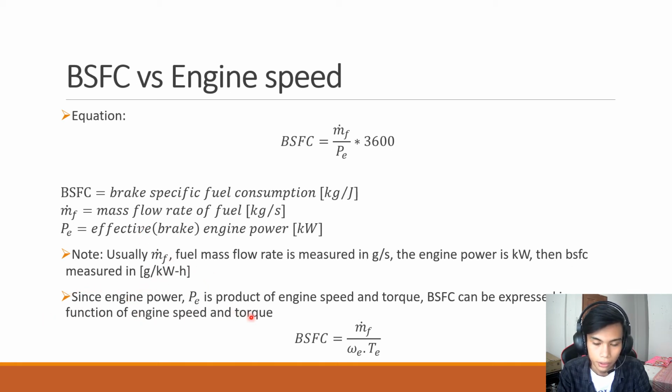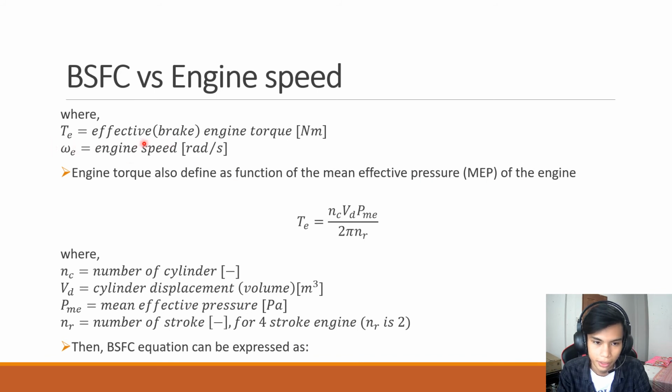Since engine power, or PE, is the product of engine speed and torque, we can express the BSFC equation as a function of engine speed and torque. So the next derivation for the BSFC equation is BSFC equal to m dot f over omega e multiplied by TE. TE is the effective engine torque measured in Newton meter, while omega e is the engine speed, measured in radians per second.